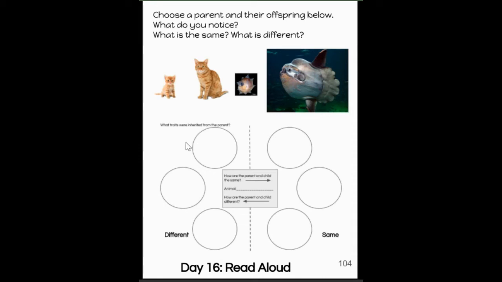See if you can come up with what traits were inherited from the parent. How are the parent and child the same? Type some things you notice here. And then how are the parent and child different? You can write some things that you notice here. So pick the cat or the fish, and I'll give you a moment to jot down some of your findings.